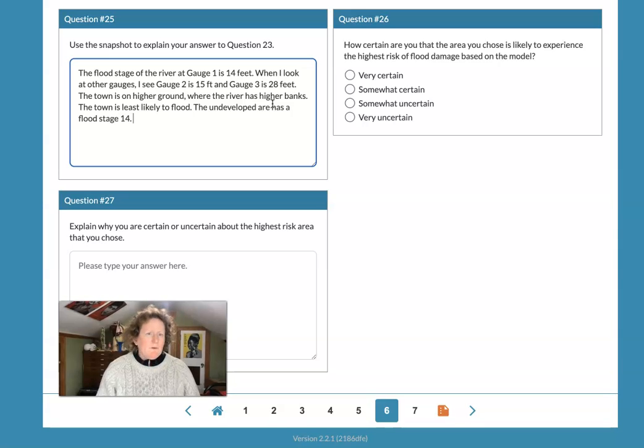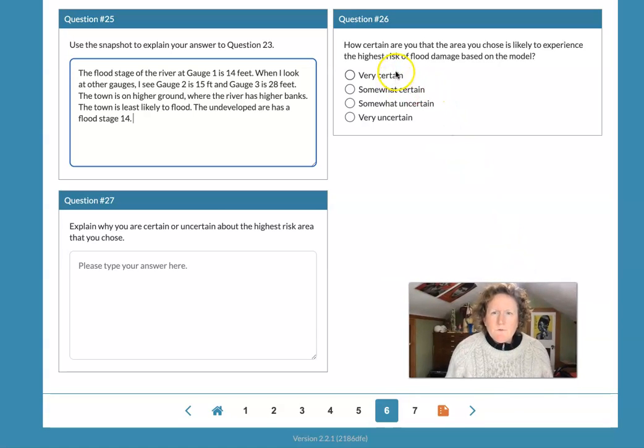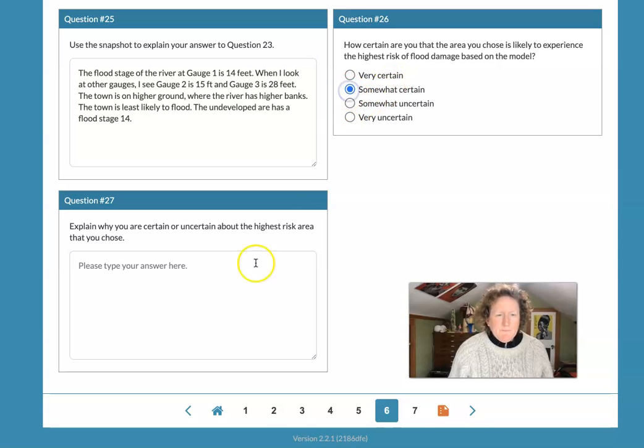And I know that from looking, if I click on the yellow tab and I look at the yellow line on the graph, it's at 14 feet. How certain are you that the area you chose is likely to experience the high risk of flooding damage based on your model? I'm pretty certain.